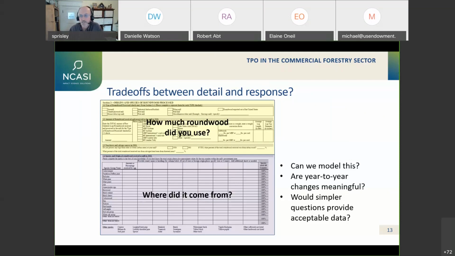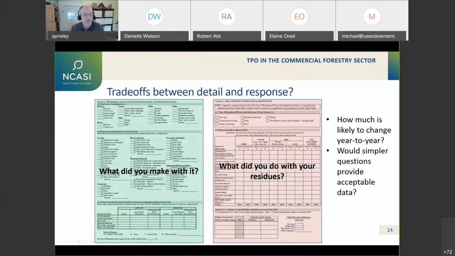Are year-to-year changes meaningful? I would suggest that changes in the counties that wood comes from is a totally random event governed by transportation distance, year-to-year random. And would simpler questions provide acceptable data, such as just asking which counties did you procure from? Or as Elaine talked about, something like what is your average or maximum haul distance?